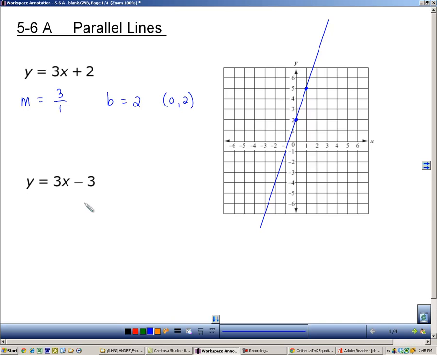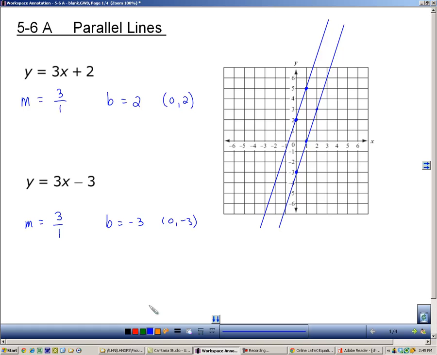The second line, y equals 3x minus 3. The slope also is 3, or 3 over 1. But the y-intercept is different. The y-intercept is negative 3, also known as the ordered pair (0, negative 3). So we start at the y-intercept, and we do the slope again, rise over run, rise of 3, up 3 over 1. And we have some room so we can do that again, up 3 over 1. And we draw a line to connect those dots.